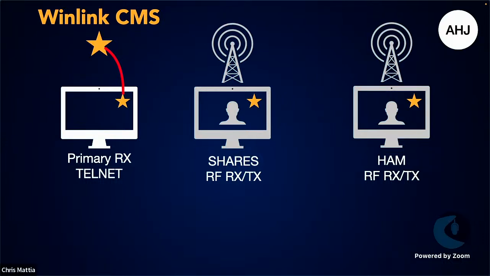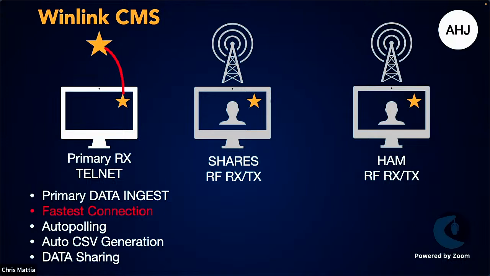So here's that primary receive Telnet station. This is again at your agency, at your EOC, and it's running Telnet. It's constantly going in, polling for all of the data. It's your primary data ingest. It's whatever your fastest connection to the CMS happens to be. It's auto polling. It's using that auto CSV generation feature that I just showed you a little while ago. And it's the primary data sharing tool within that local network that's set up at your agency.